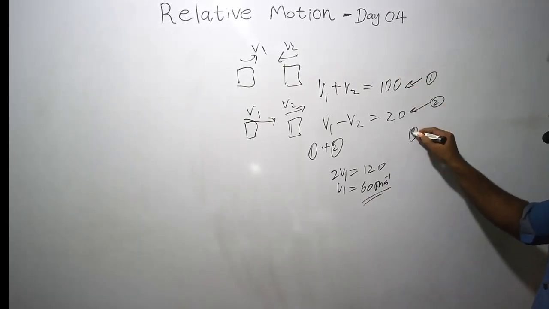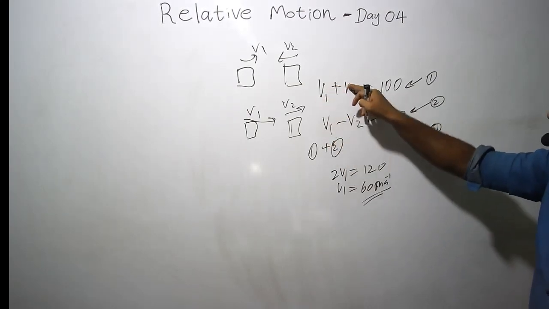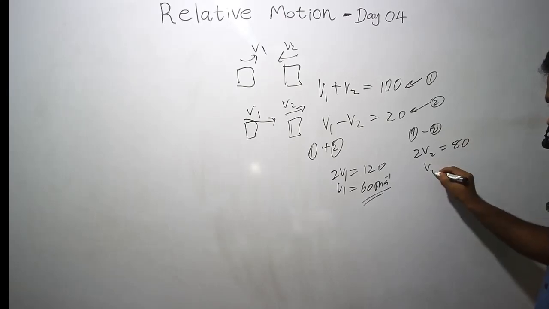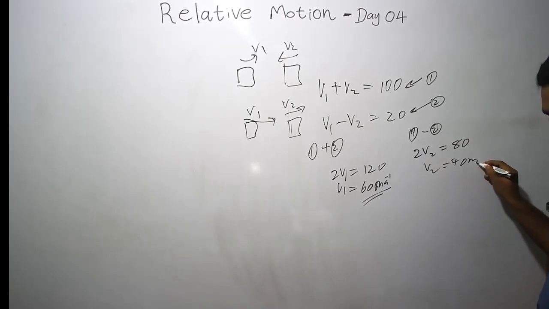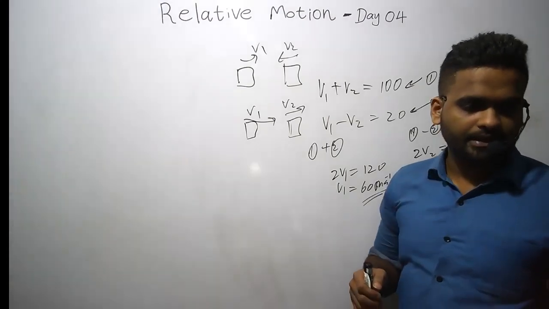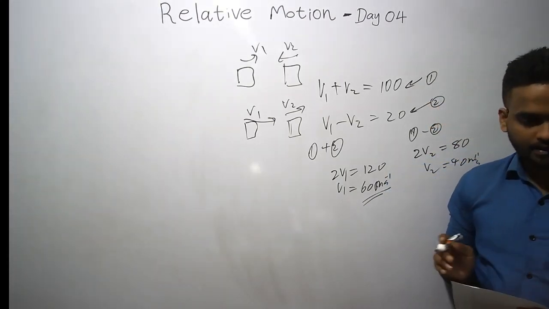Then you can subtract these two equations. V1 cancels off. You get 2v2 equals 80. So v2 is equal to 40 meters per second. Yeah, the answer is 40 meters per second and 60 meters per second. Fourth one is the answer, correct.